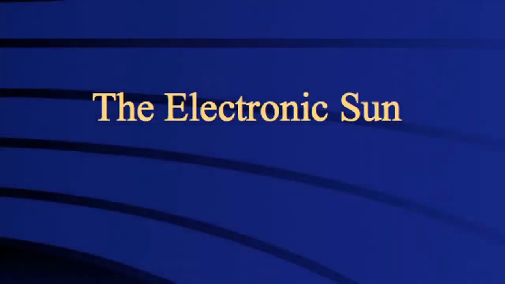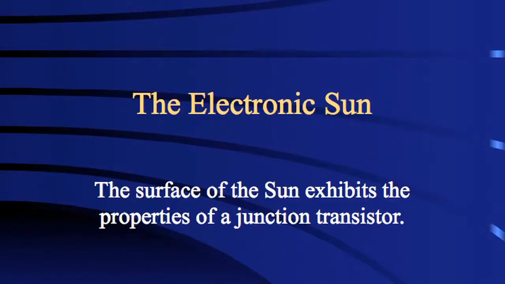An electronic circuit, on the other hand, usually incorporates some device that enables the circuit to amplify. That is to say, a very small change in one variable over here creates a very large change in a variable over there. And one of the typical things that we add to an electric circuit in order to make it into an electronic circuit is a transistor. I maintain that the surface of the sun exhibits the properties of a transistor.